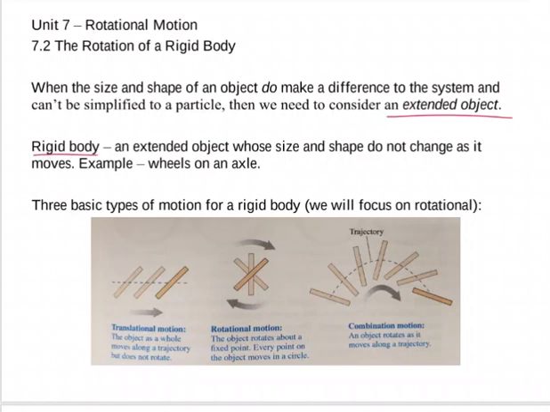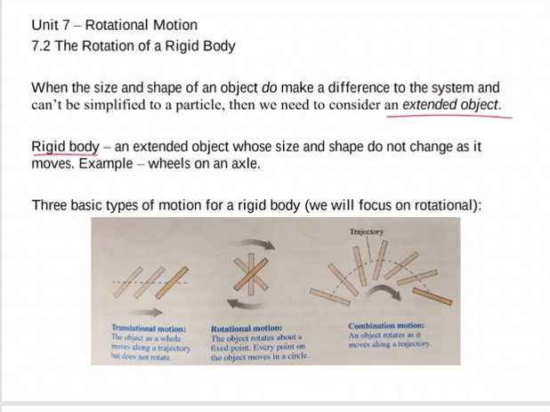That's where the size and shape of the object does not change as it moves. And this is, again, an object that we cannot simplify to just a simple particle. For example, wheels on an axle. As this rigid body is moving through space, right? So not like outer space, but through some space, it can be doing one of three things.